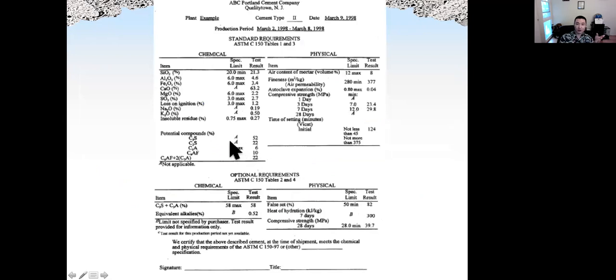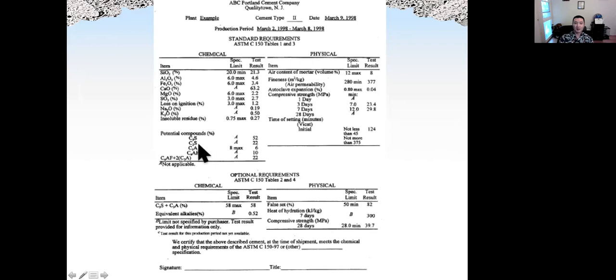Here is an example showing us chemical analysis, most likely XRF, showing the oxides for certain cement samples. Okay, together with the specs limit. For example, for silica oxide percentage, the limit is at least 20%. The result is 21%, so pass. And so on for other types of oxide.